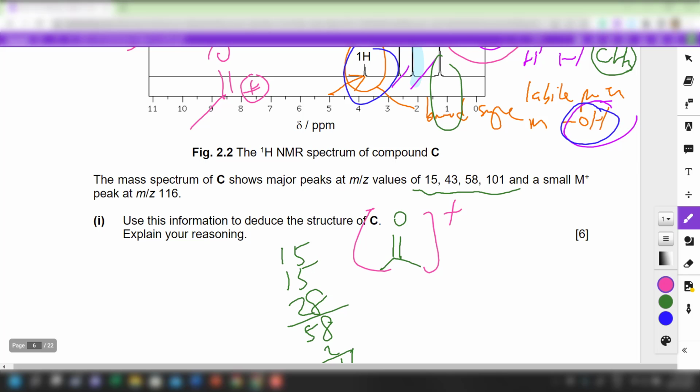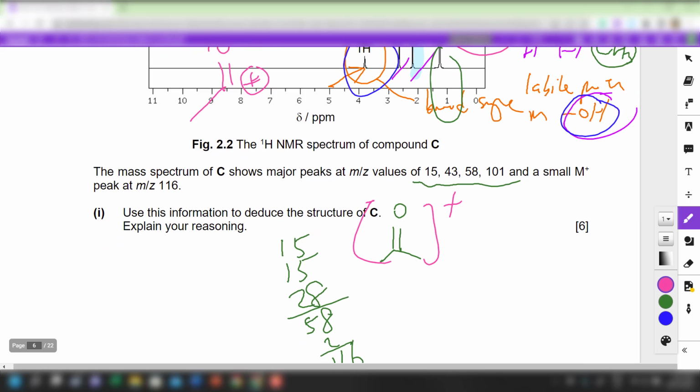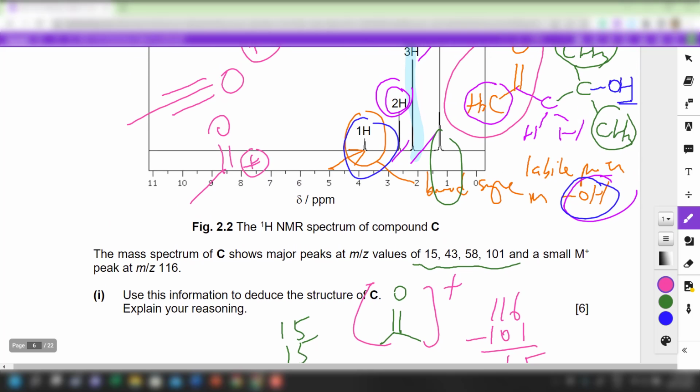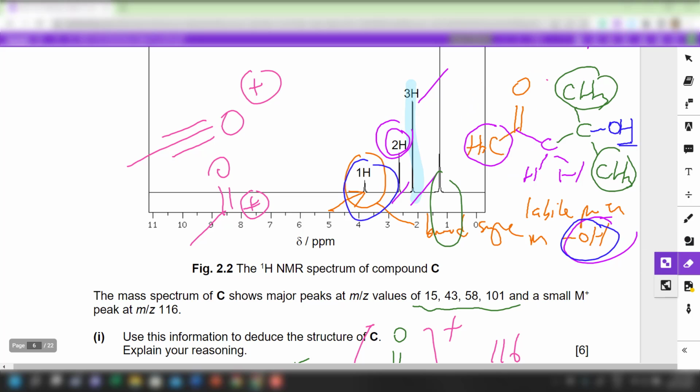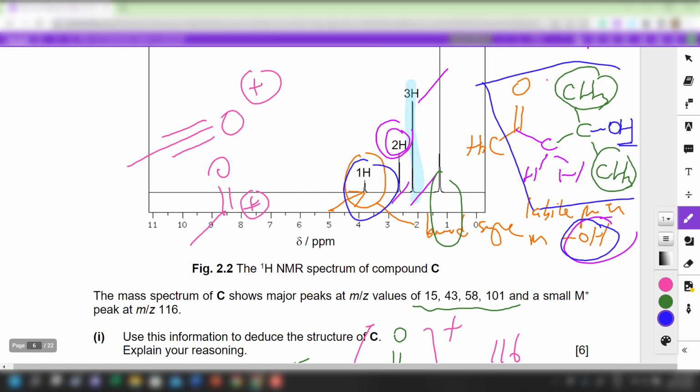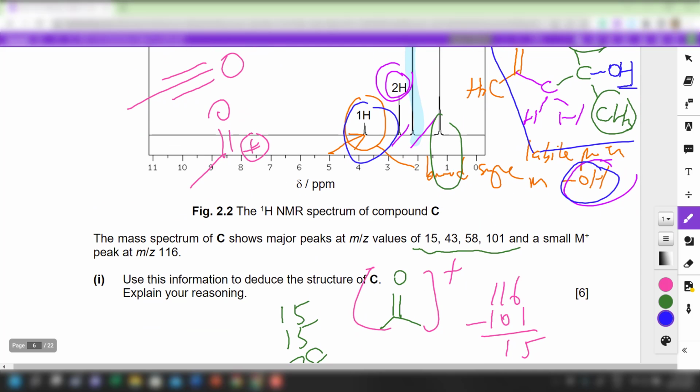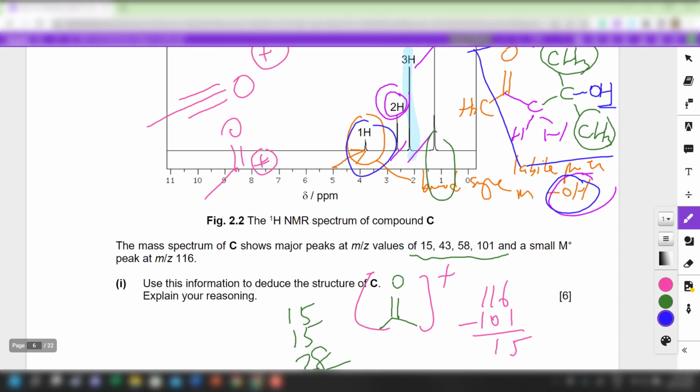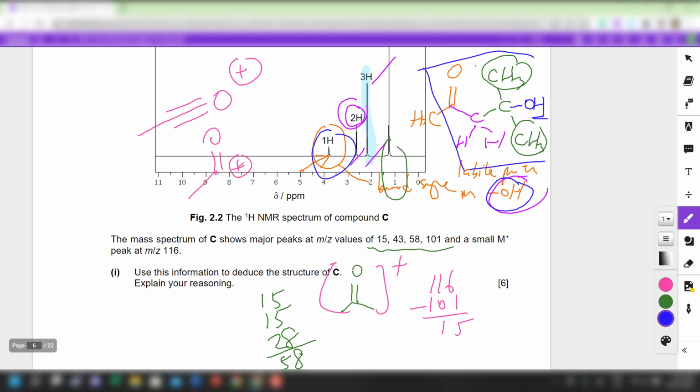Okay, and for 101, it is essentially 116 minus 101, so 15, the methyl group is gone. Based on this, I'm expecting this fragment to be cut off over here, so this whole portion is 101. With that, it seems to correlate with what we have postulated. So the structure of C is likely to be the one I've drawn.